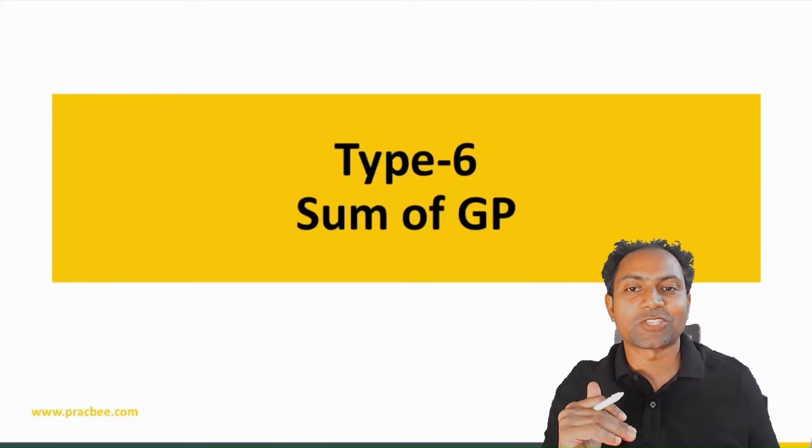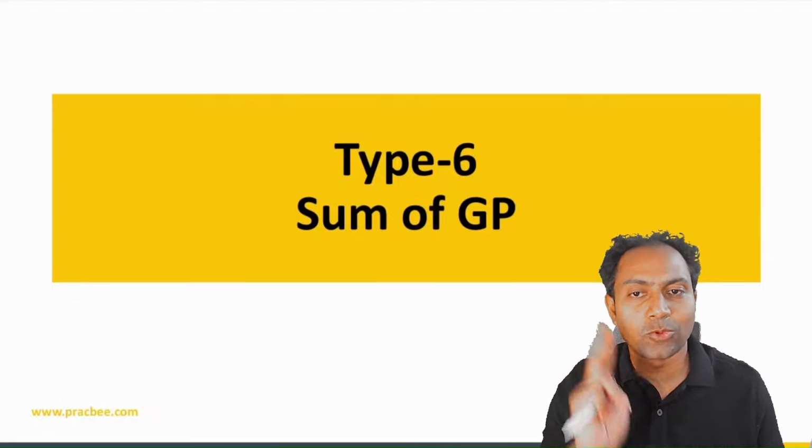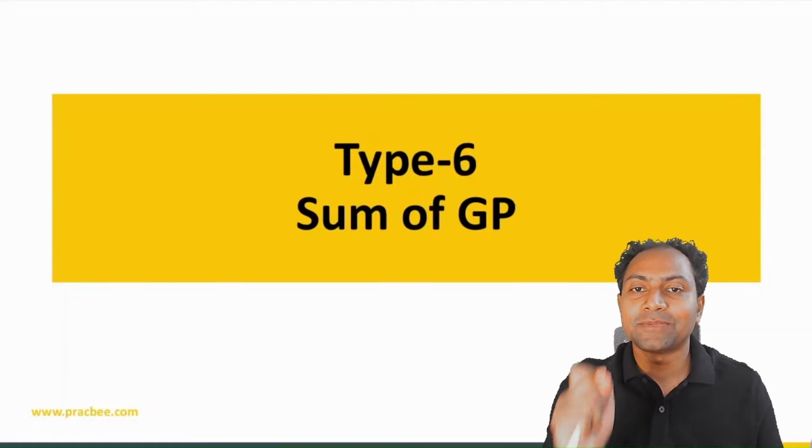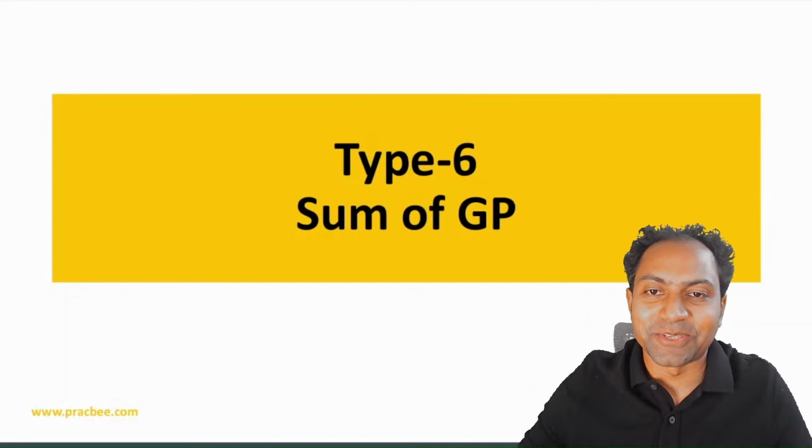Now let us start with another problem type. This problem type 6 talks about the questions which are based on sum of GP. So for sum of GP, we have already seen there are two formulas, one for n terms and another for infinite GP. Let us try and apply those formulas in solving JEE questions.